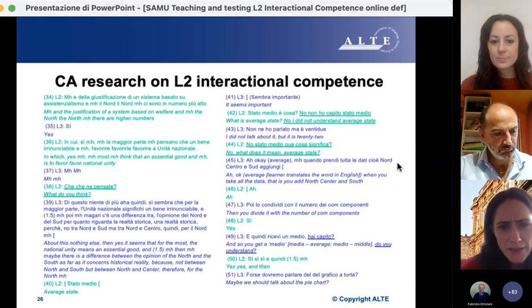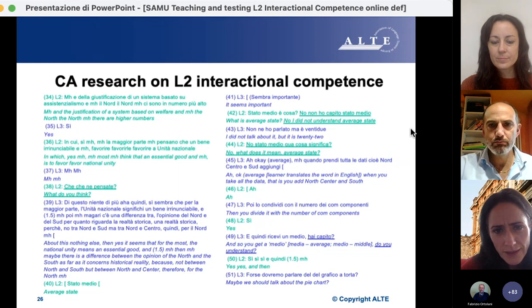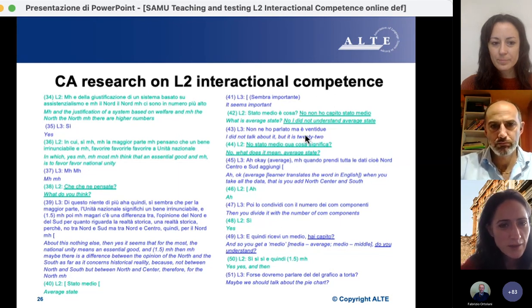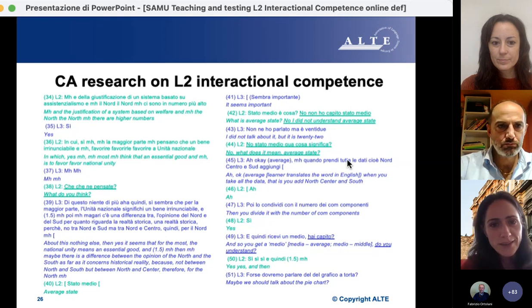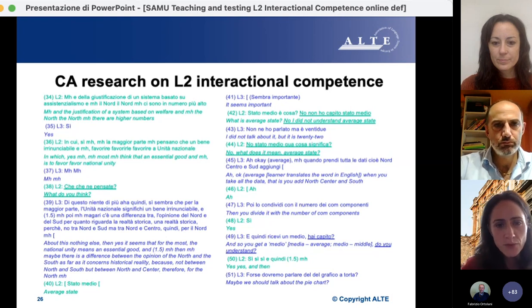For example, here there's a word that one of the students cannot understand, the average. So the learner asks the other learner to clarify this concept, in order to solve the problem and to arrive at a common solution.